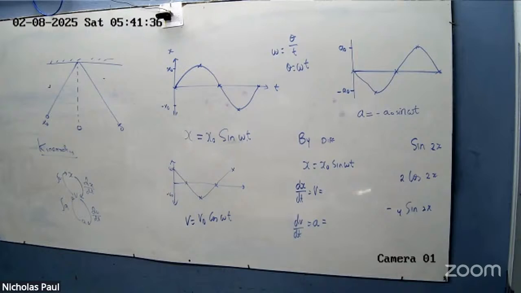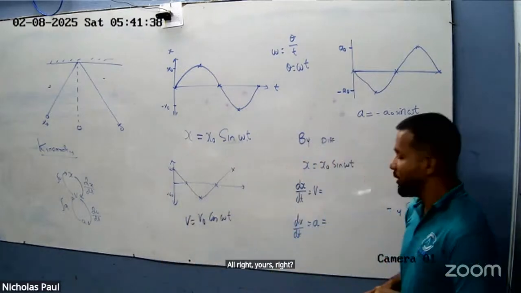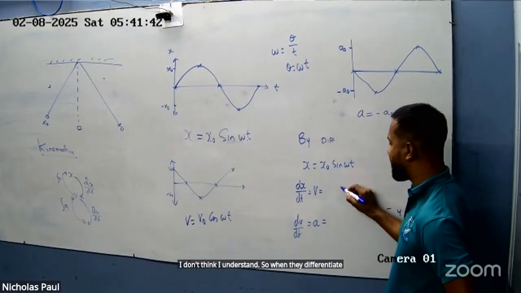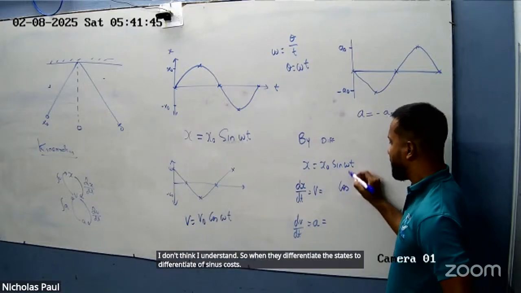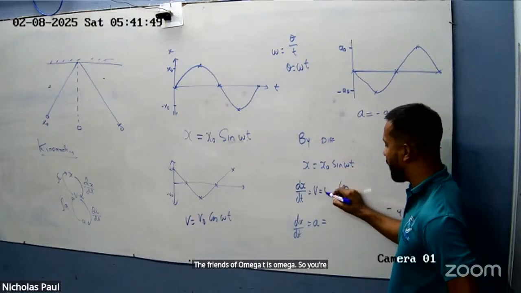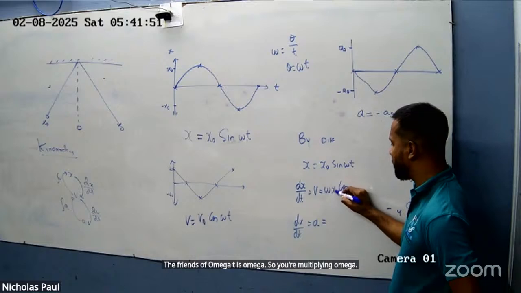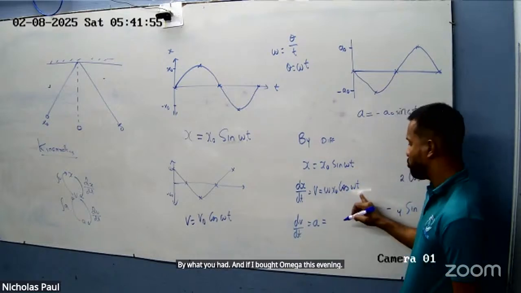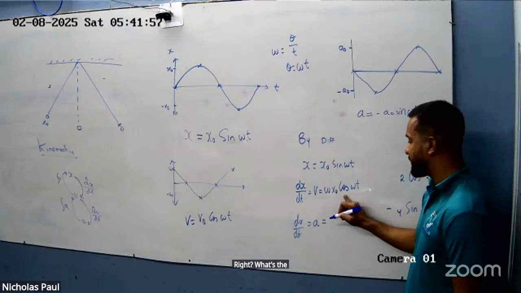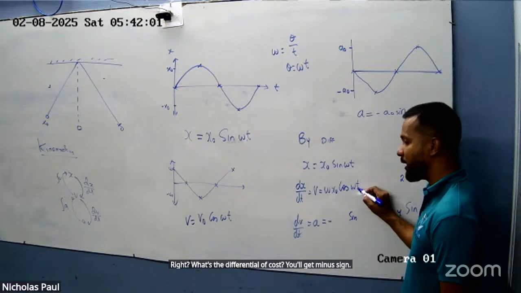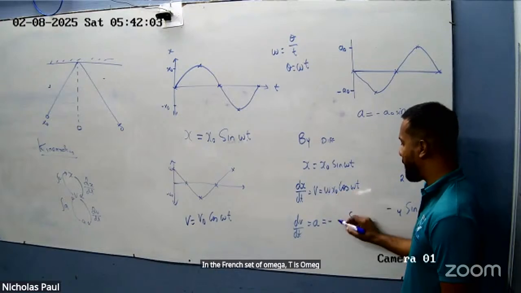All right, pay attention. When you differentiate this, the differential of sine is cos, and the differential of omega t is omega. So you're multiplying omega by what you had, and you write back omega t. What's the differential of cos? You'll get minus sine. The differential of omega t is omega, so you're putting omega by omega. You'll get omega squared x naught.